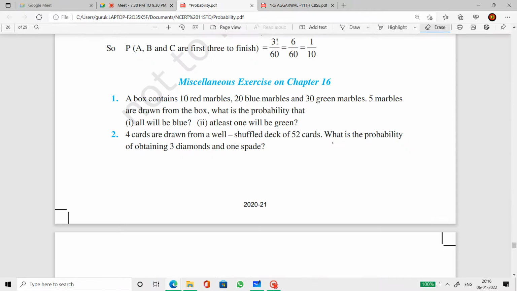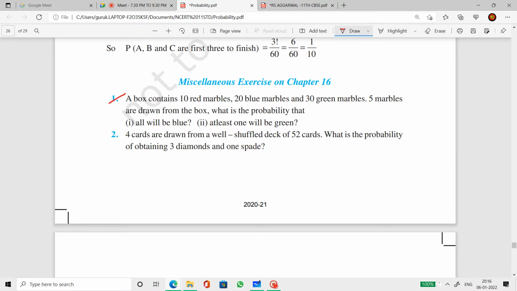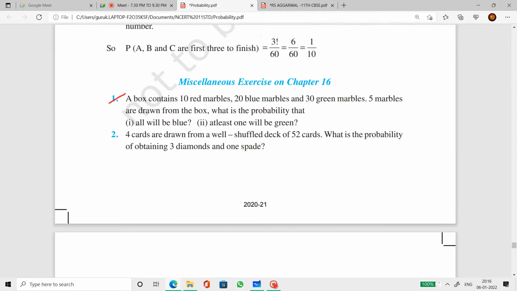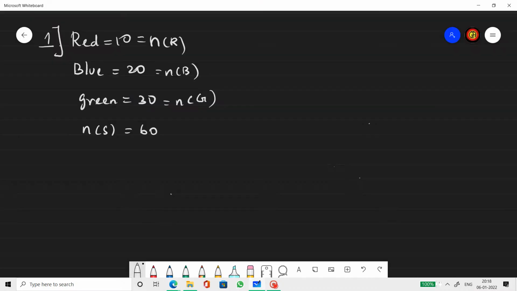Question number 1 from miscellaneous exercise. A box contains 10 red marbles, 20 blue marbles, 30 green marbles. 5 marbles are drawn from the box. Find the probability that they are all blue marbles. So 10 red, 20 blue, 30 green. So total number of marbles is 60 here. So let us find the answer for the first and the second subdivision.